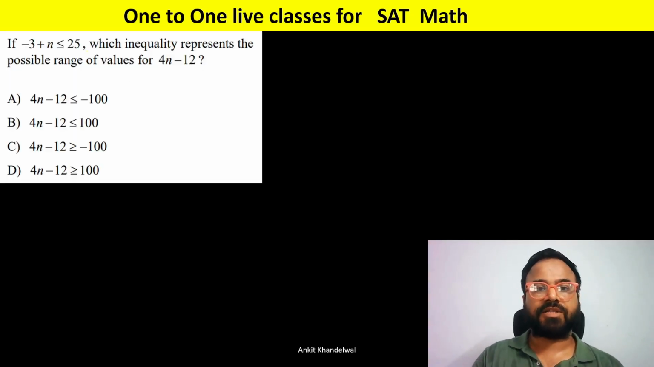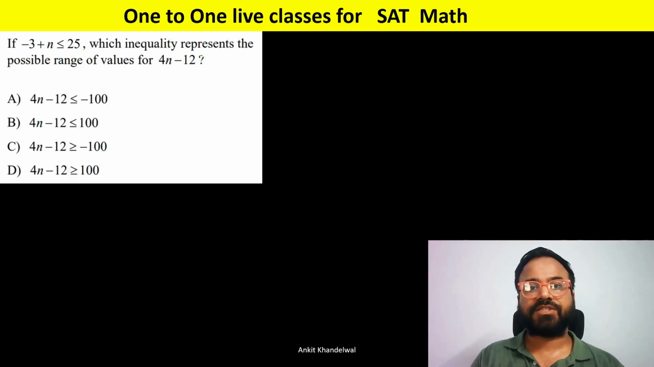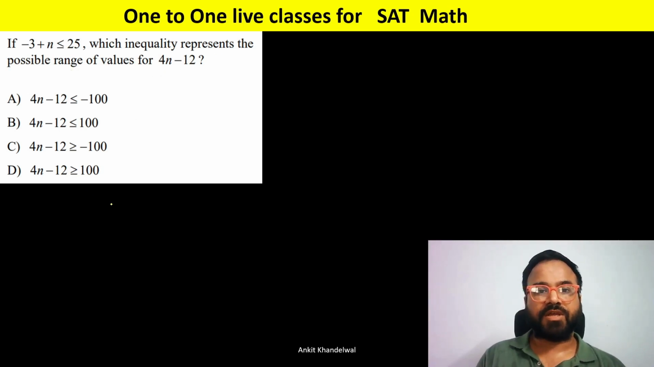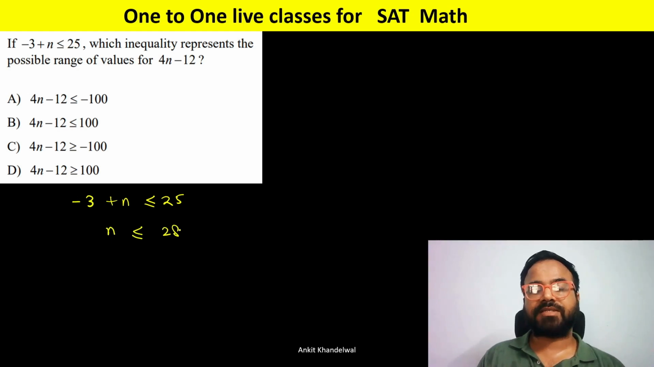So now let's solve this. It says minus 3 plus n less than or equal to 25. Which inequality represents the possible range of values of 4n minus 12? So first let's solve this particular one. Minus 3 plus n. First we'll add 3 on both sides. If you add 3 on both sides, that will become 28. Now n is less than or equal to 28, and we are looking for 4n minus 12.